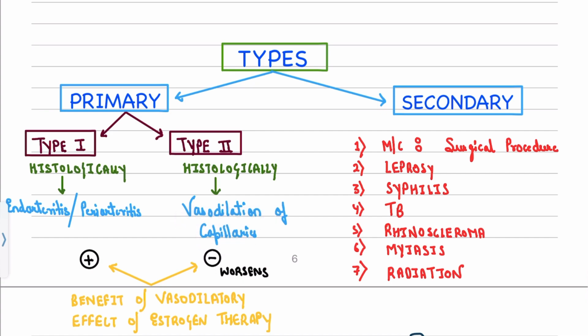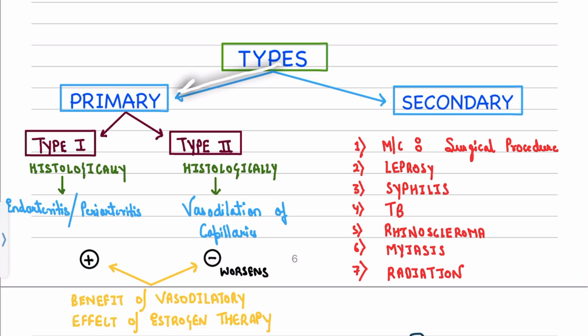Okay, if we give estrogen therapy in the cases of primary atrophic rhinitis, if there is improvement in symptoms, it is type 1. If the symptoms worsen, it is type 2. Since estrogen therapy leads to a vasodilatory effect, and already in type 2 there is excessive vasodilation of capillaries. So due to estrogen therapy in type 2 primary atrophic rhinitis, it will lead to worsening of the signs and symptoms. All right.